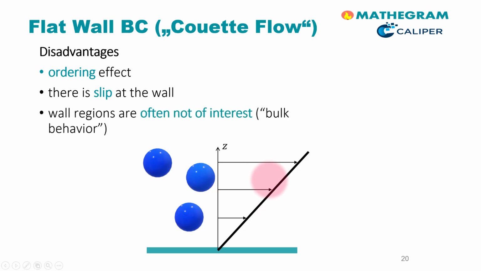Last, flows near walls are often simply not of interest, but one would like to simulate the so-called bulk behavior. This is the granular material's response far from walls. All this makes flat wall BCs unattractive in granular flow applications.